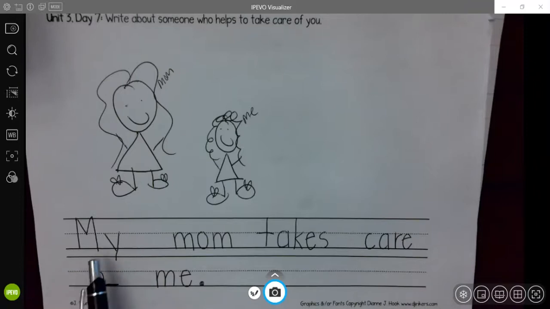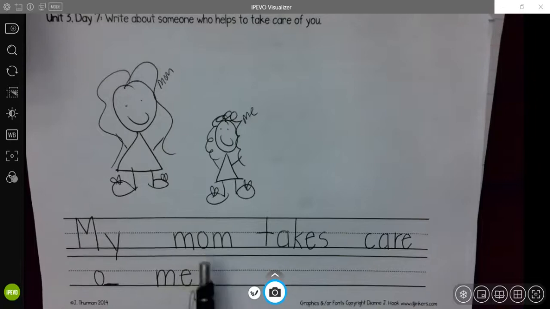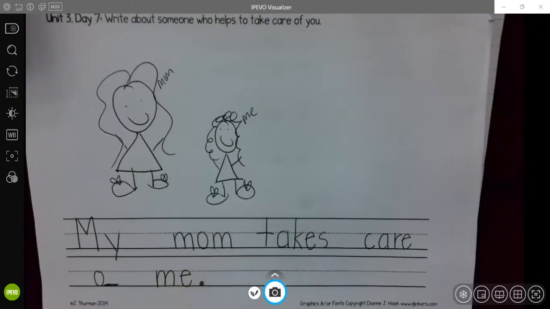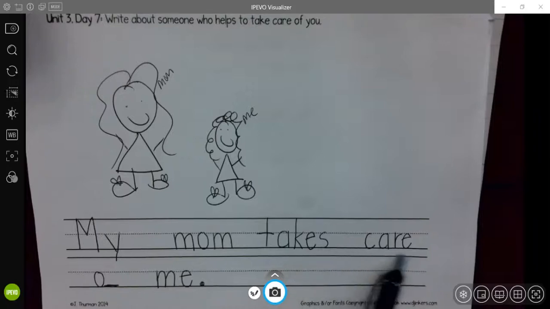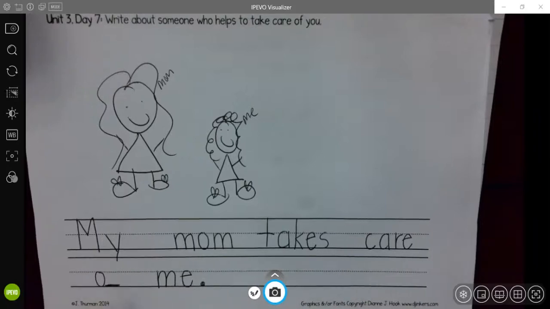So my sentence is my mom. How I wrote mom, I sounded the letters out that you hear. Mom. Takes care of. Of was kind of tricky. I tried sounding out of. I did like octopus. But I couldn't decide if it was an F or V. So I just drew a line for where that letter goes, because I wasn't sure.